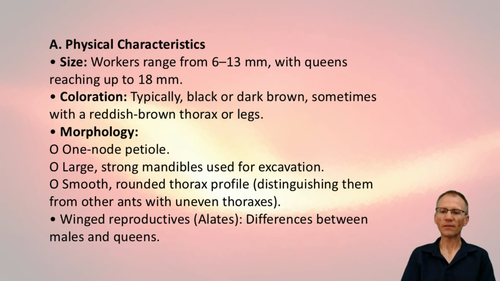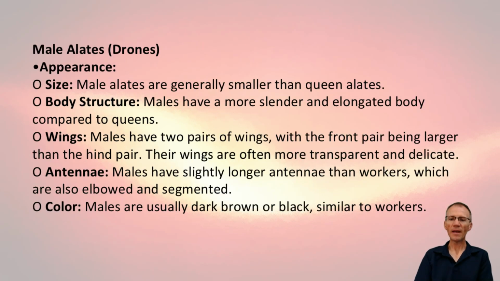Winged reproductives, alates. Differences between males and queens. Male alates, drones. Appearance. Size. Male alates are generally smaller than queen alates. Body structure. Males have a more slender and elongated body compared to queens. Wings. Males have 2 pairs of wings, with the front pair being larger than the hind pair.